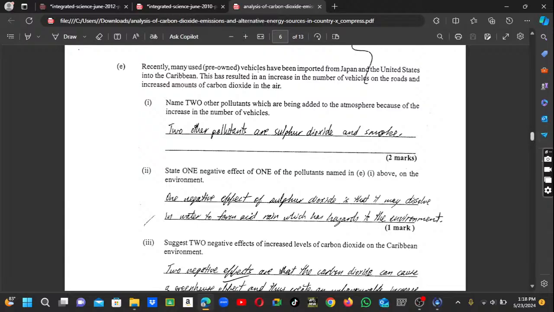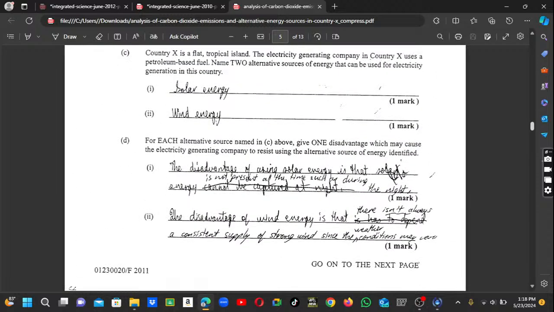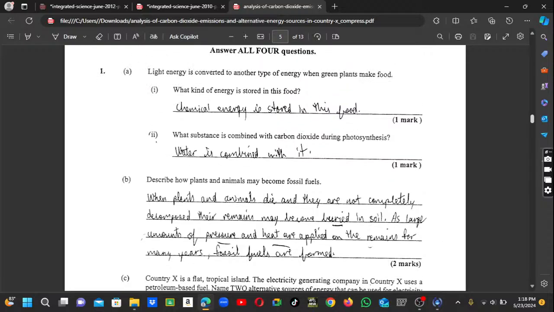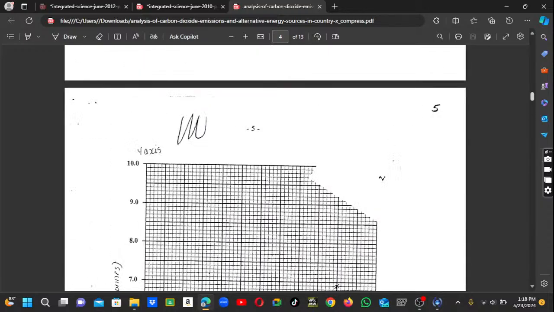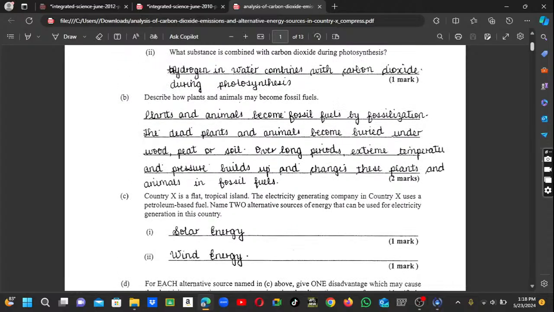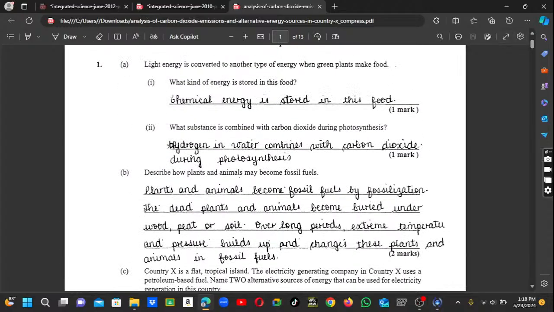Let me see if there's any more. All right, not really. All right, guys, so I think I'm gonna end here. Let me just go ahead and show you something, guys.